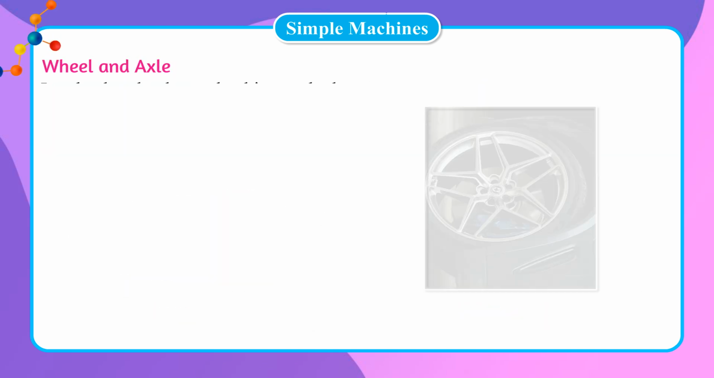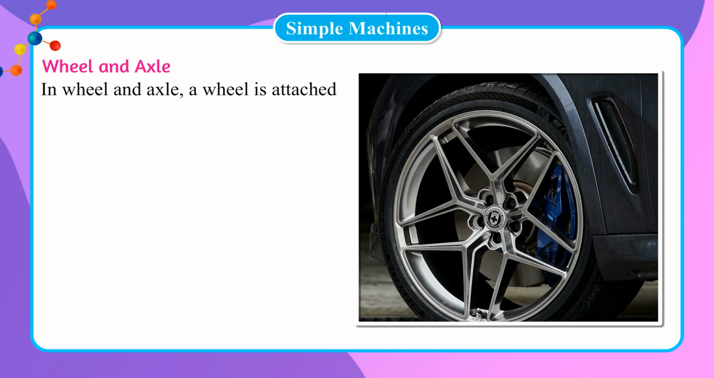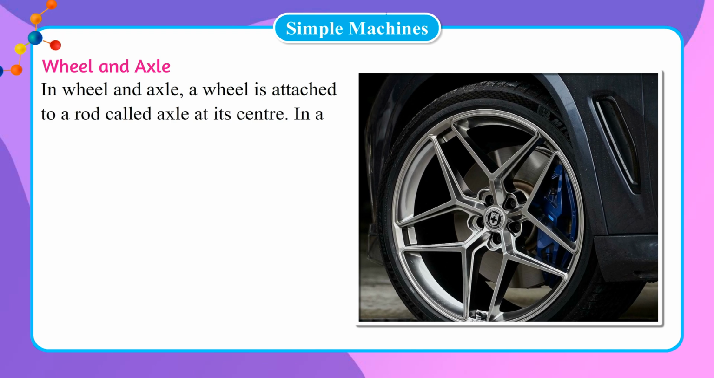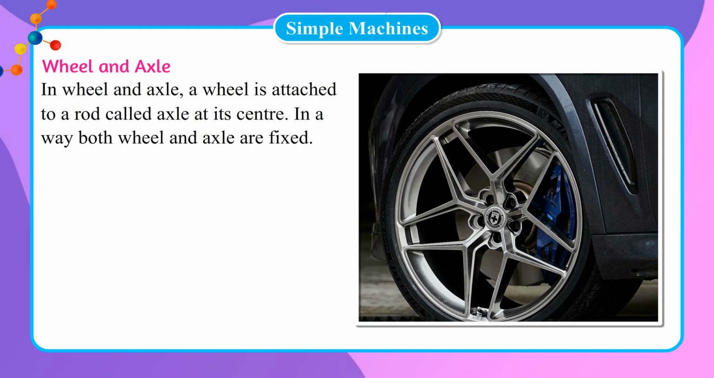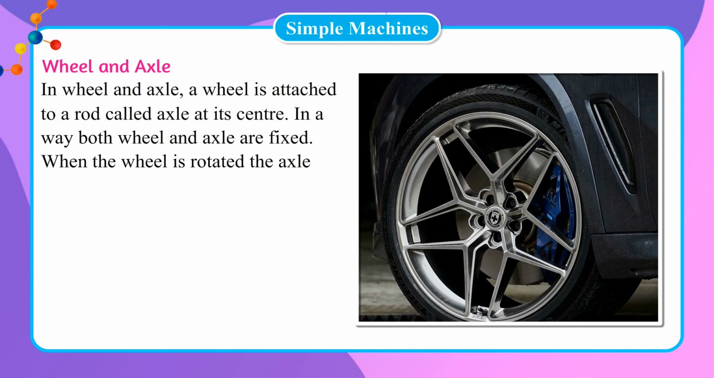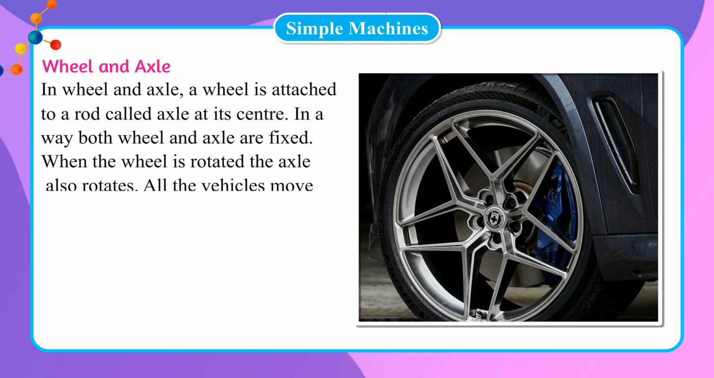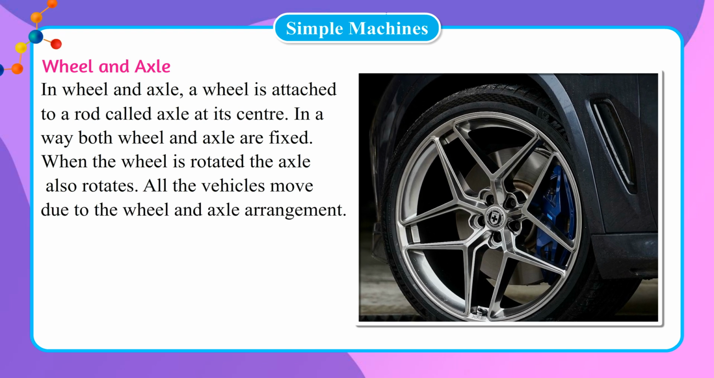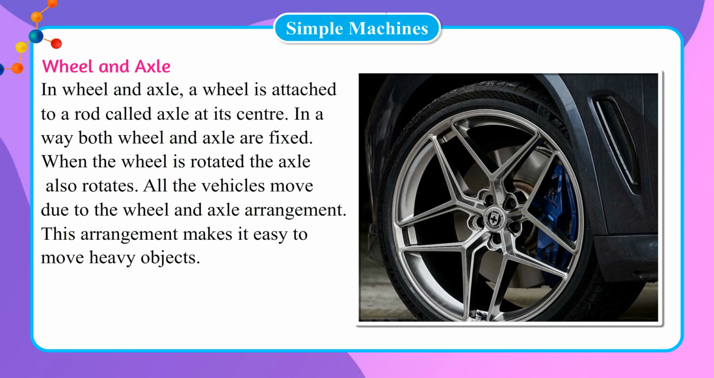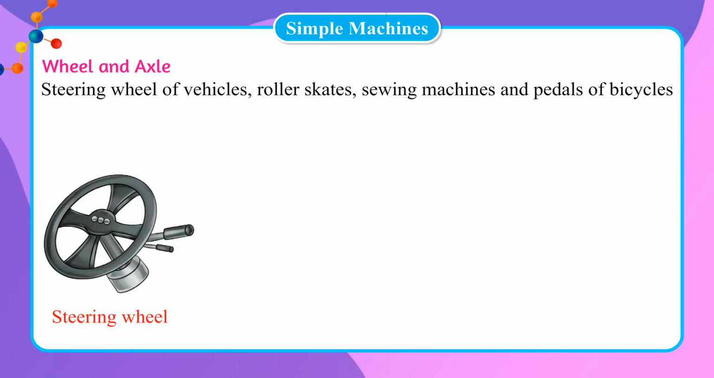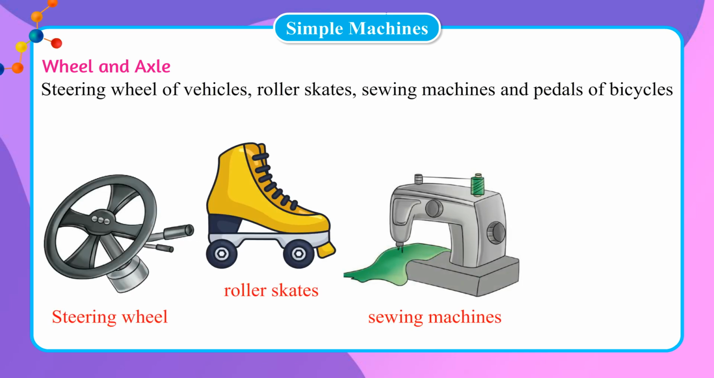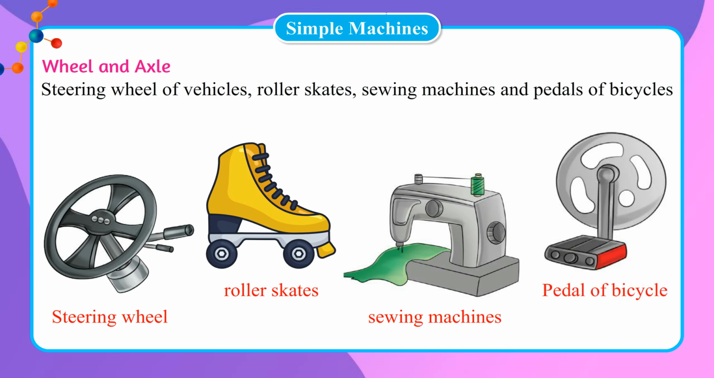Wheel and axle. In wheel and axle, a wheel is attached to a rod called axle at its center. In a way, both wheel and axle are fixed. When the wheel is rotated, the axle also rotates. All the vehicles move due to the wheel and axle arrangement. This arrangement makes it easy to move heavy objects. Steering wheel of vehicles, roller skates, sewing machines and pedals of bicycles are examples of this arrangement.